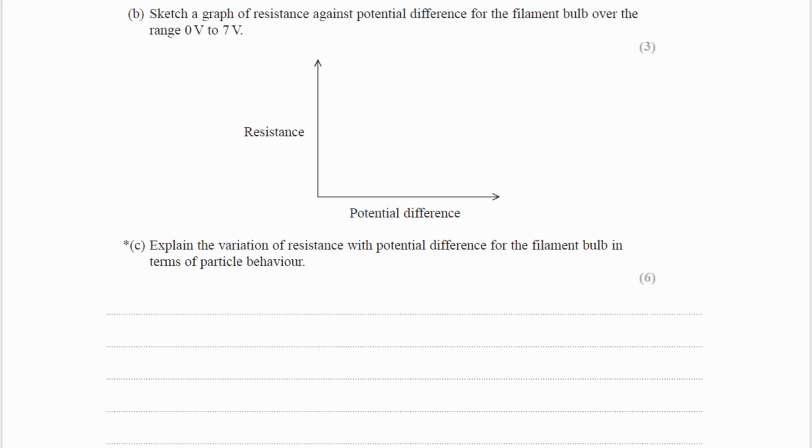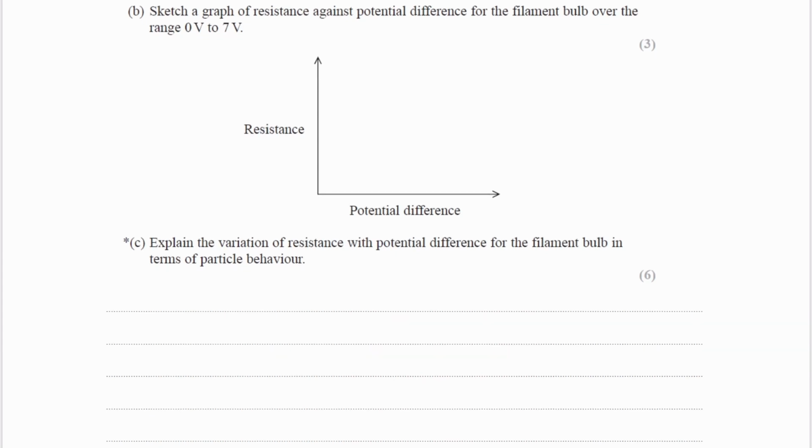So for the next part, sketch a graph of resistance against potential difference for the filament lamp over the range of 0 to 7 volts. So, first of all, when the potential difference is 0, our resistance will not be 0 as well. There will be some finite resistance. Whether you have current or potential difference going through or across your resistor or bulb, there will still be some kind of finite resistance. So, we're not starting at the origin, we're starting somewhere here. Only superconductors would have 0 resistance, and that's at very low temperatures.